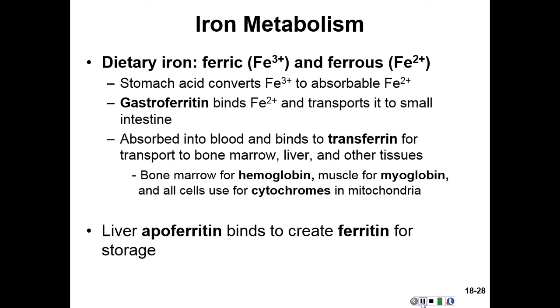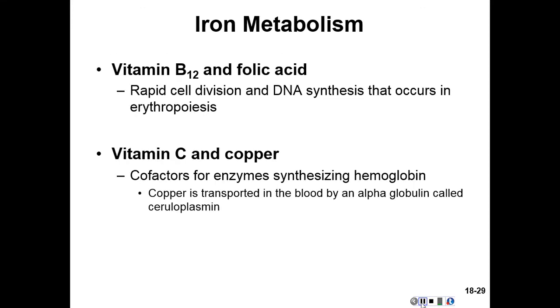It's going to go to the small intestine. There it's going to be absorbed and binds to transferrin to the bone marrow and the liver and to other body parts. The bone marrow forms hemoglobin, muscles myoglobin. You've got the cytochromes in the mitochondria. The liver has the apoferritin that can bind to create ferritin for storage there as is needed.